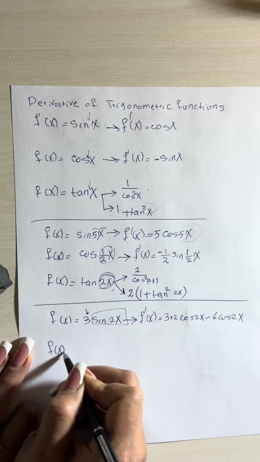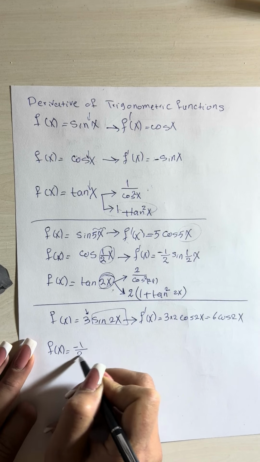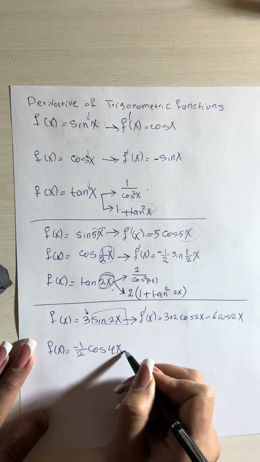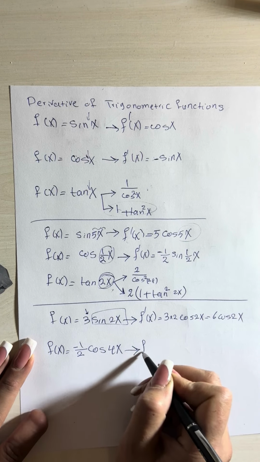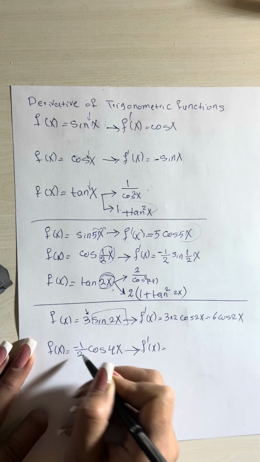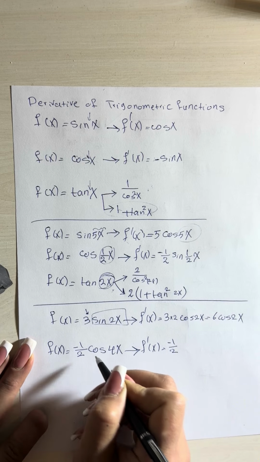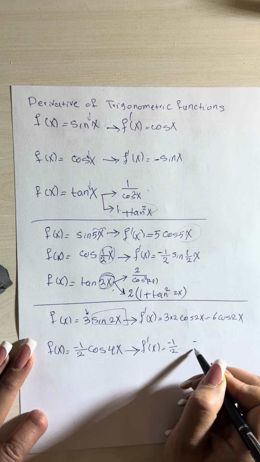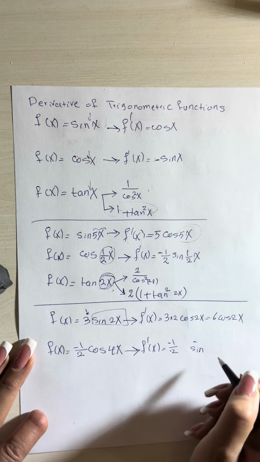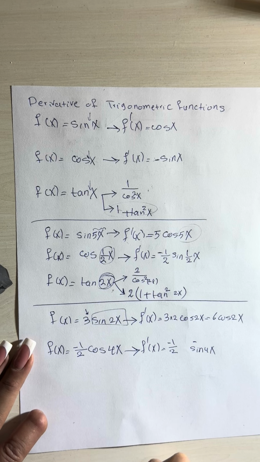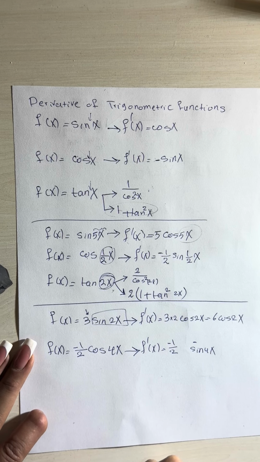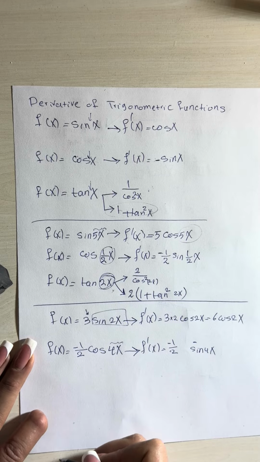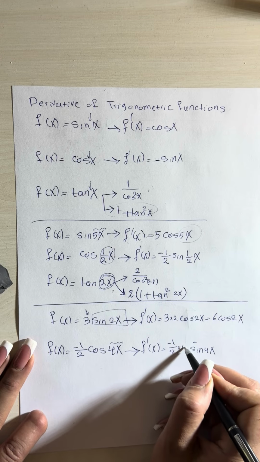Okay, f of x is, for example, negative 1 over 2 cosine 4x. I want to derive it. F will become f prime, keep the coefficient, cosine is going to be negative sine of whatever you have inside the cosine, and times the derivative of the angle. What is the derivative of 4x? It's 4. So times 4.